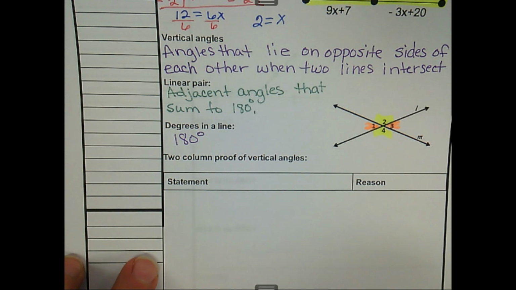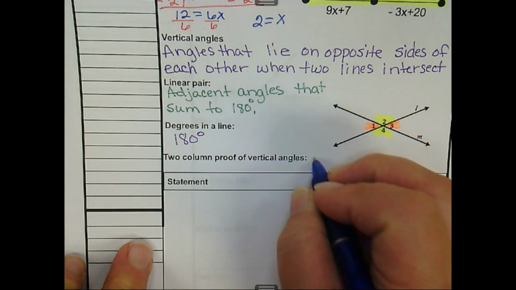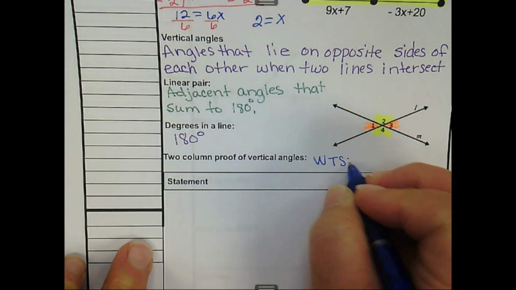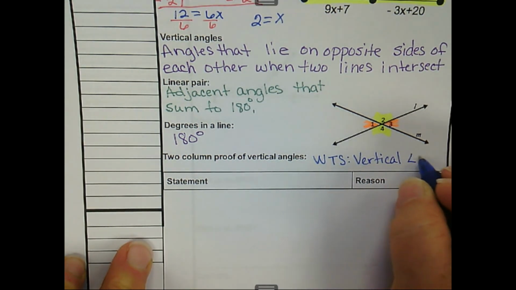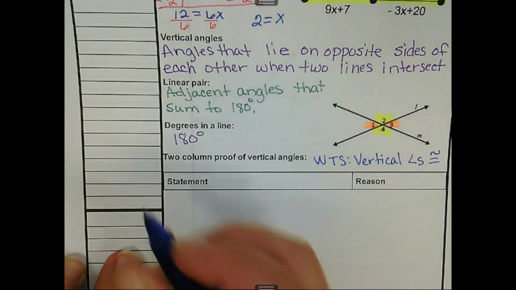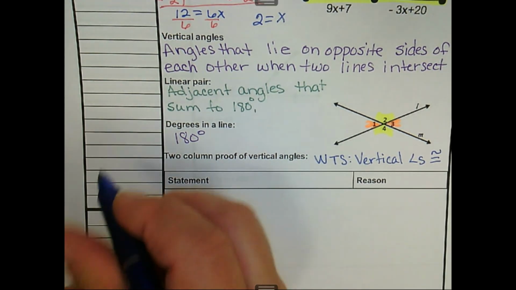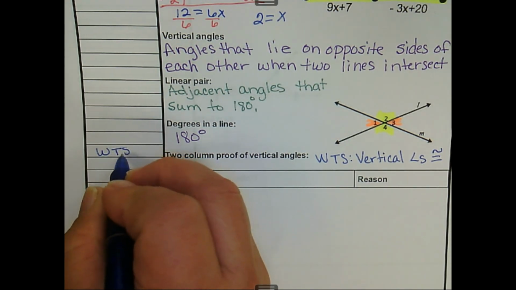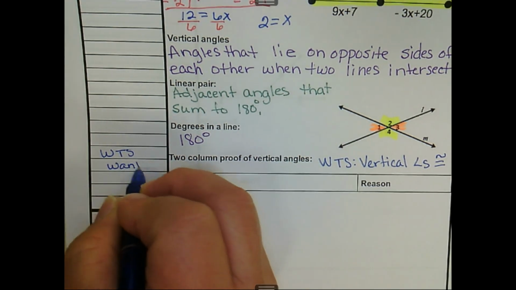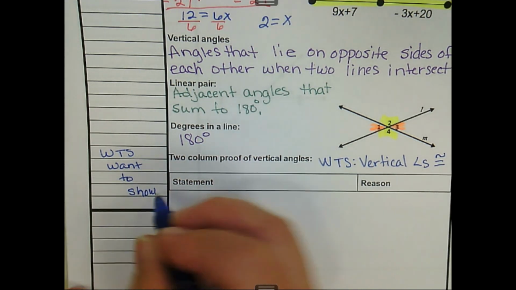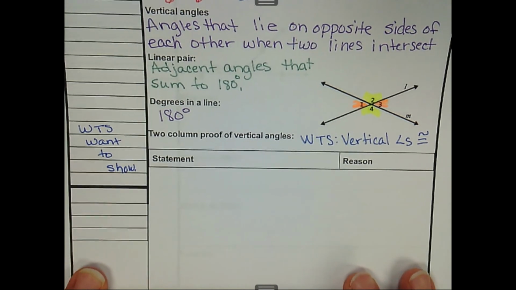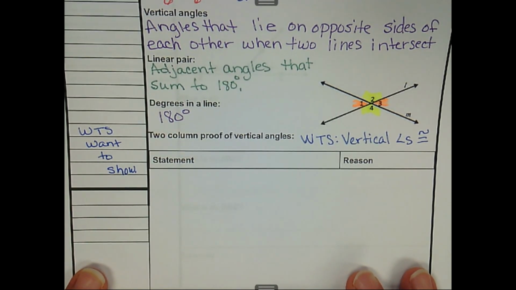What we want to show, WTS, is that vertical angles are congruent. Now, when we're doing proofs, WTS means want to show. What we want to show is always the last statement of our proof. The first statement, 99.9% of the time, is what is given to us.